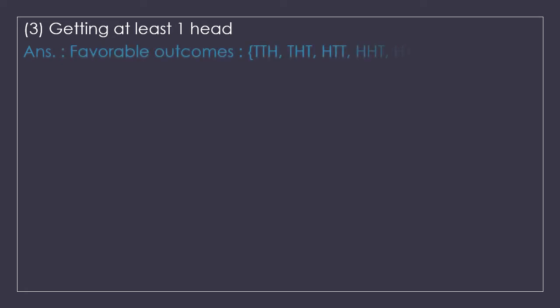Moving on to the third sub question, getting at least one head. So we need at least one head. So it could be one head, two heads or three heads. So you can see I have written all the possible outcomes with at least, which means minimum one head, then two or three heads. That makes it 7 outcomes. So the probability here will be 7 upon 8.